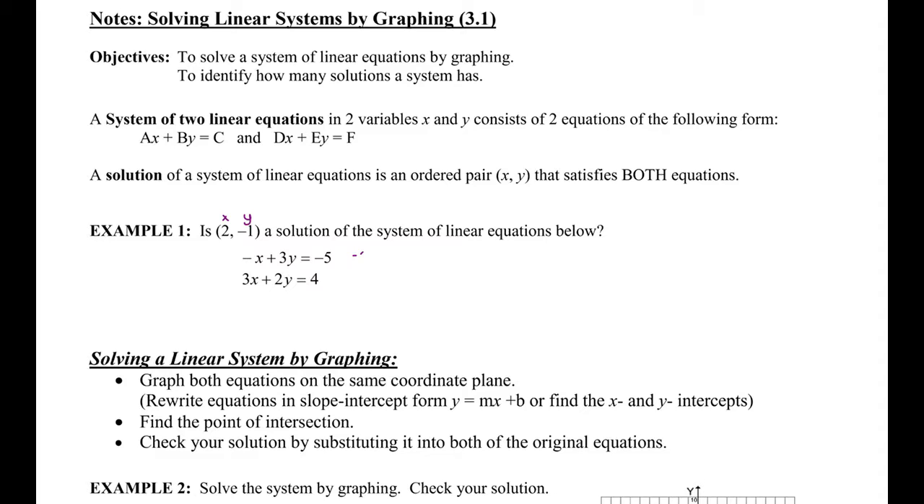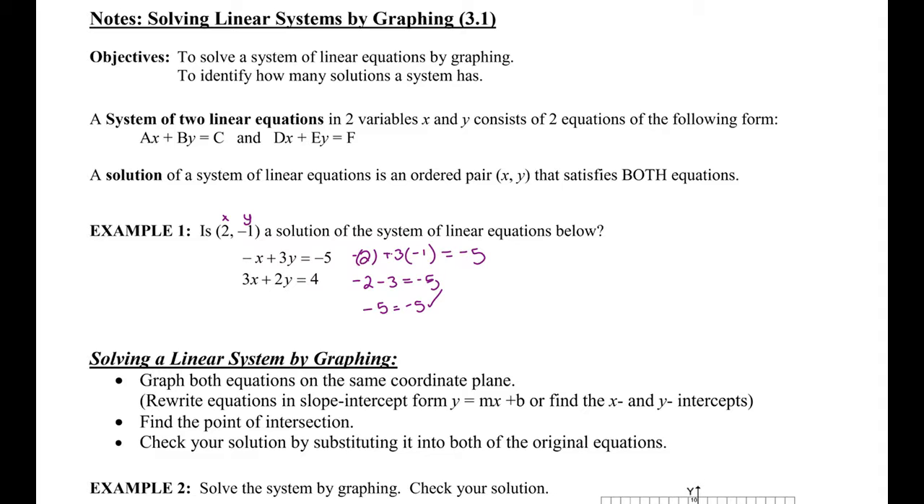So in the first equation, I have -1 times my x value plus 3 times the y value equals -5. So we get -2 minus 3 is equal to -5, which gives me the statement -5 is equal to -5. This is a true statement, so (2, -1) is a solution of the first equation.